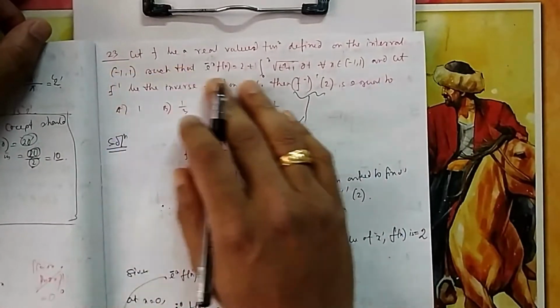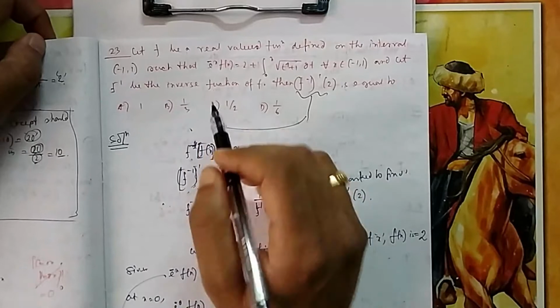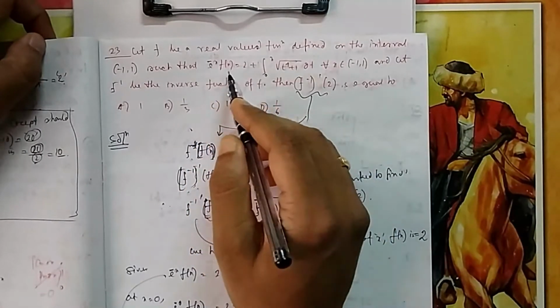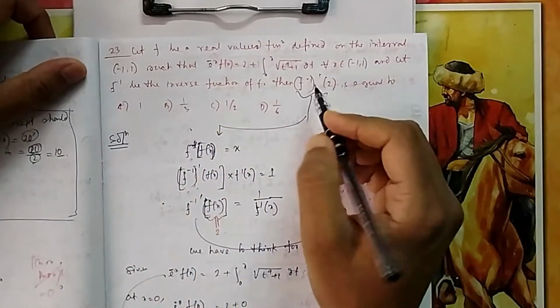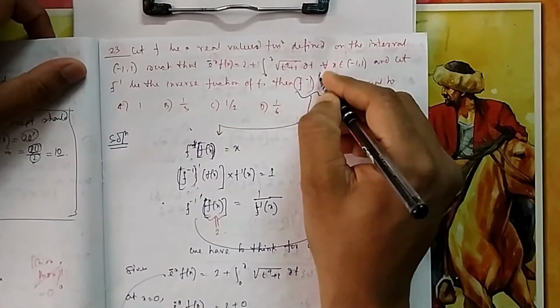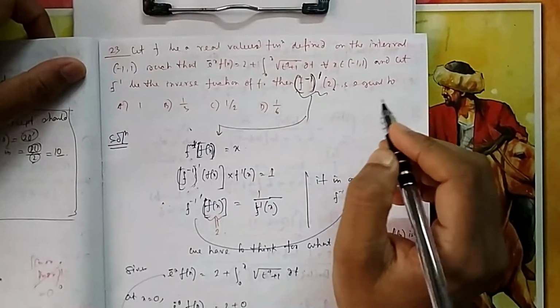Next, if you come to question 23, if f is a real valued function defined on this interval, which is written as e to the power minus x into f(x) equal to this, and let f inverse be the inverse of the function, then what are they asking? The differentiation of f inverse, that is f inverse dash at the point 2, is equal to what.